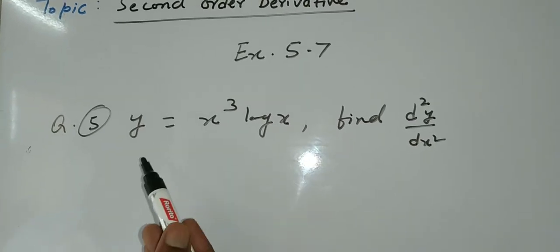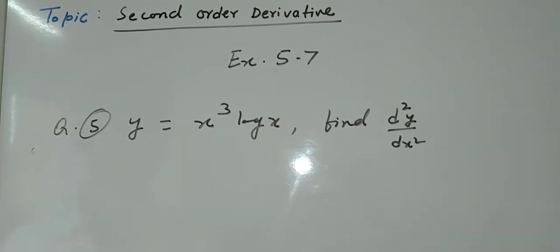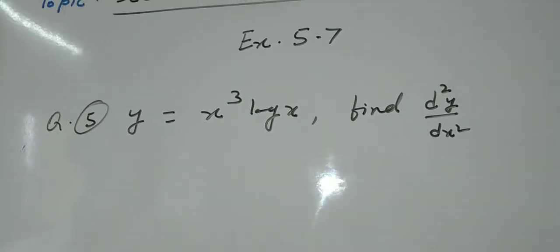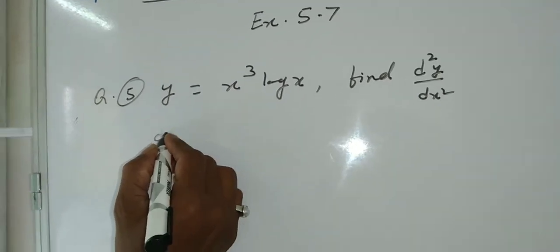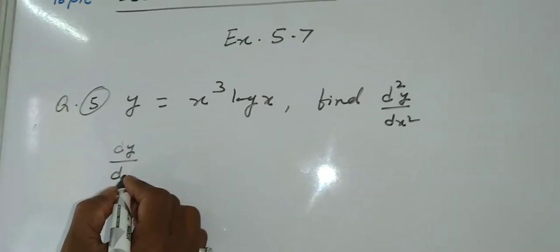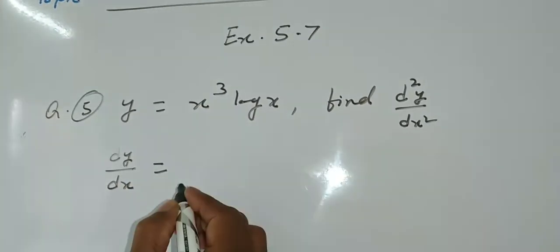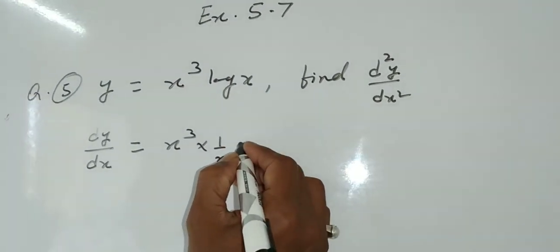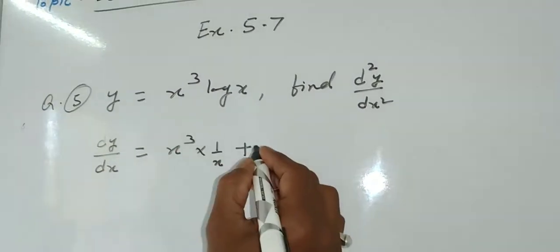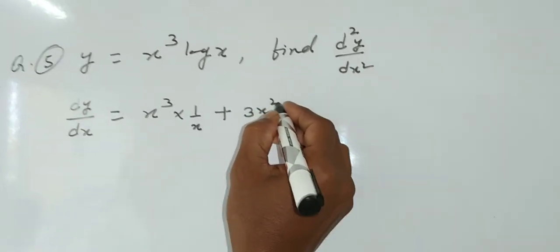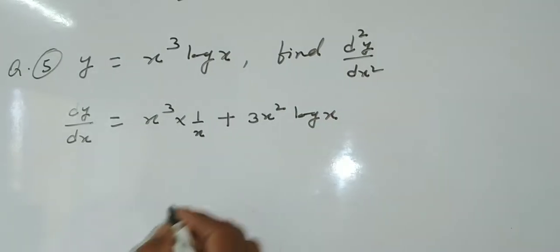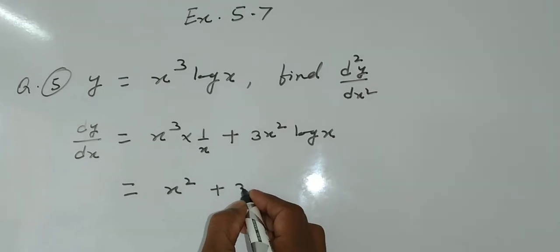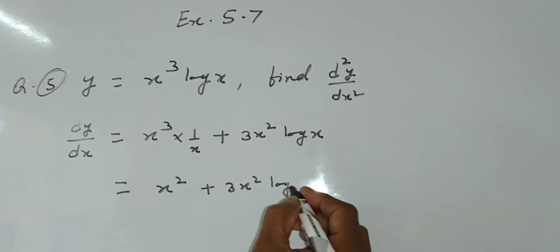Question number 5. y is given, and we have to find the second order derivative. So simply here we will differentiate the function two times. Differentiating with respect to x, dy by dx equals u into v form: first function unchanged and derivative of log x is 1 by x, plus derivative of the first function, that is 3x square, and the second unchanged. If you simplify this, you will get x square plus 3x square log x.